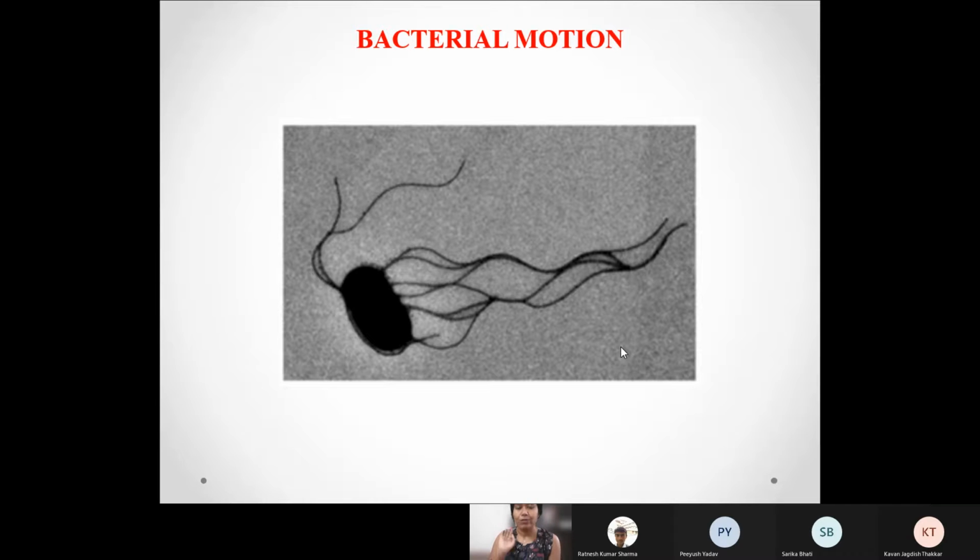Okay, all right. So let me explain gram staining. Thank you, Ratnesh and Sarika.